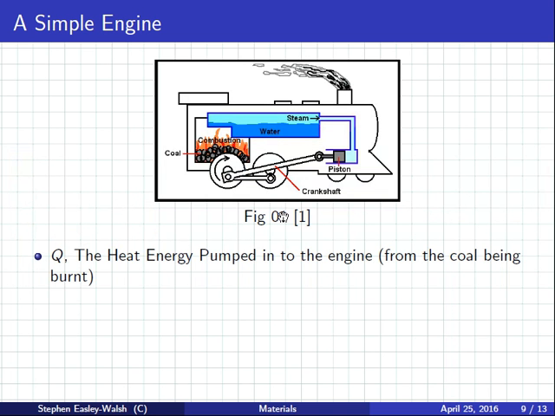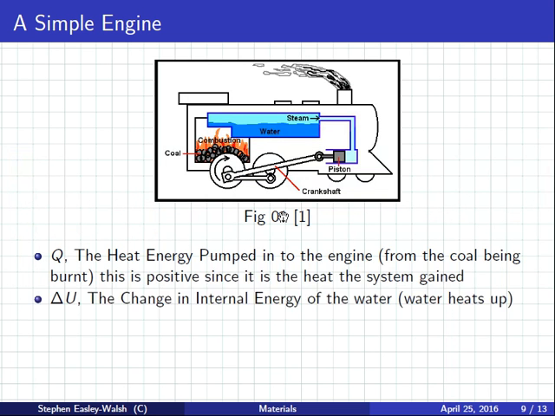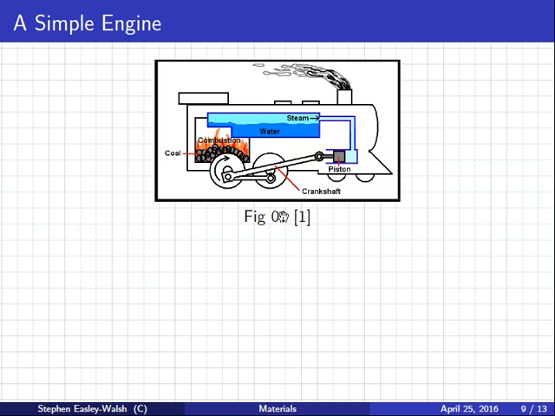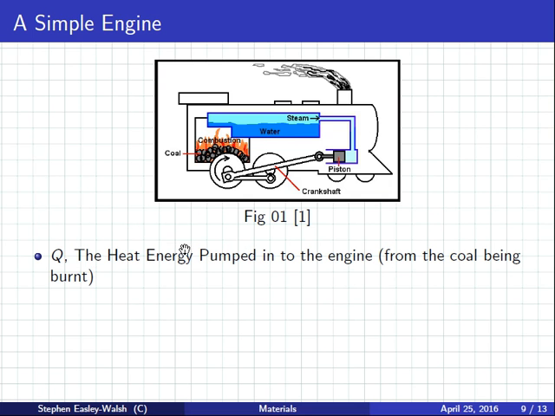Right, so here's a very simple little train engine. You burn the coal, which makes heat, the water gets hot, it becomes steam, the steam pushes the piston, the wheel goes around, and the train moves. Q is the heat energy pumped into the engine from the coal. So there's Q being pumped into the engine.